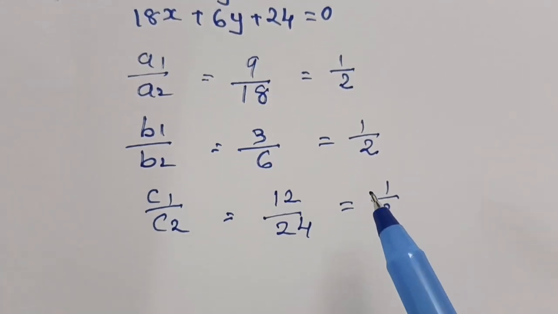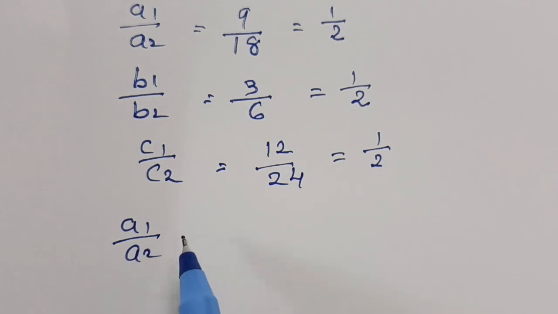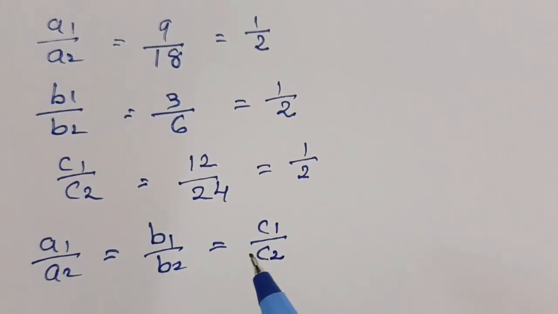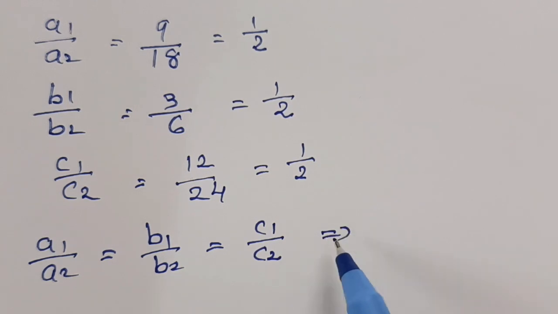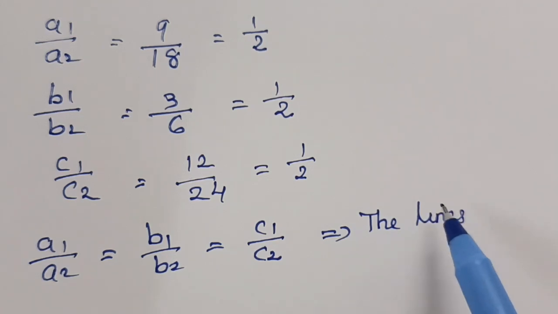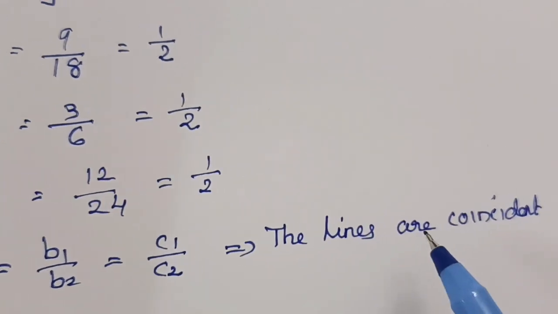So we can say that in this question a1 by a2 equal to b1 by b2 equal to c1 by c2. That is, the lines are coincident, isn't it? If all are equal, then the lines are coincident.